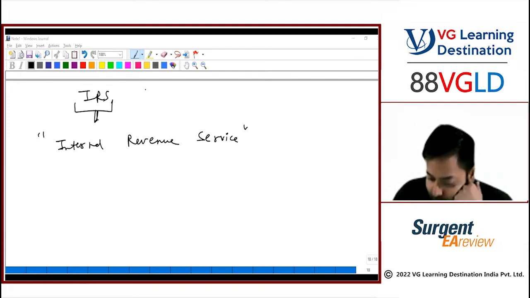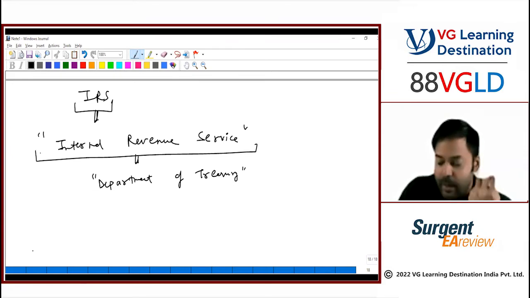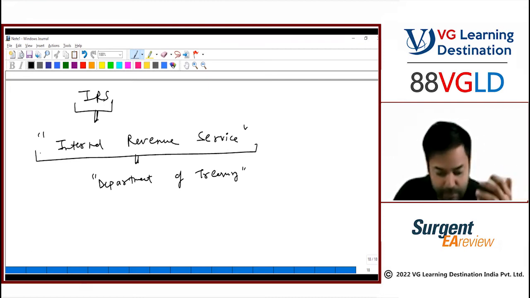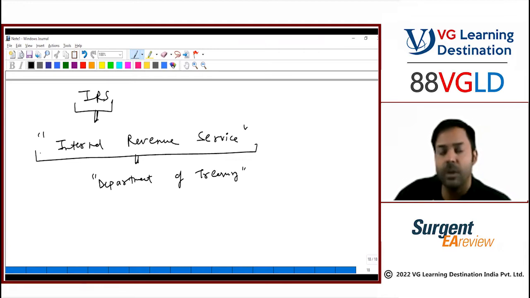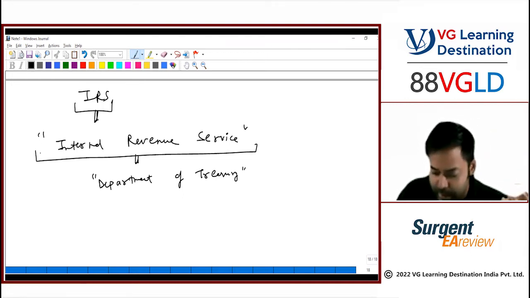Okay, the IRS comes under the Department of Treasury. The Department of Treasury comes under the Finance Ministry in the US, right? So the way in India we have the Finance Ministry, and in the Finance Ministry we have the indirect taxes, direct taxes, everything. Similarly, in the Department of Treasury there also comes the IRS in this case.